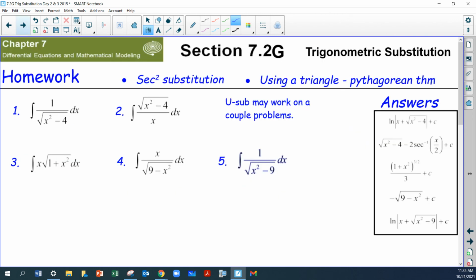Your homework, you can tell that there's plenty of work. 5 problems will be adequate. I gave you the answers so that you can hopefully make use of that. So analyze them first because maybe you don't need to use the big trigonometric substitution. You might be able to do u sub. Look here, it says u sub may work on a couple problems. That would be nice, wouldn't it?